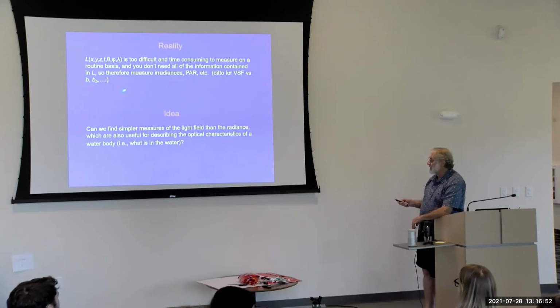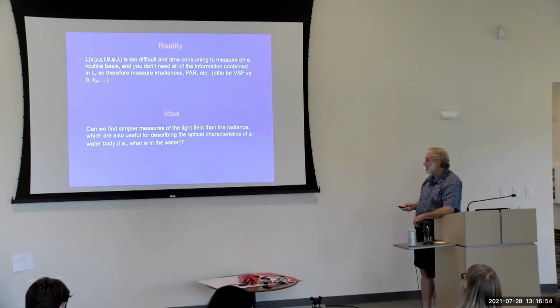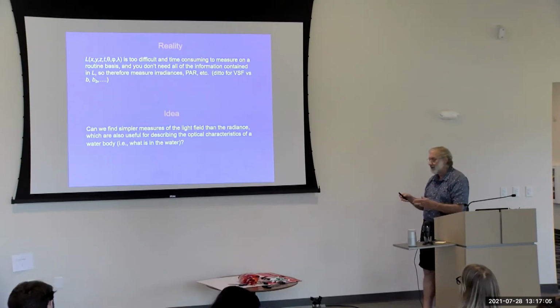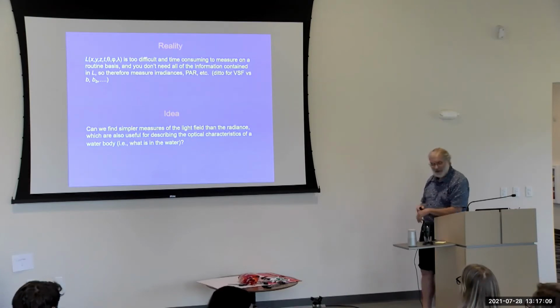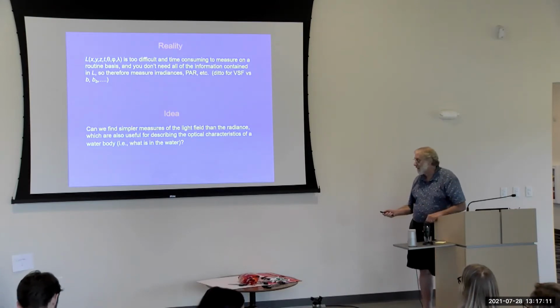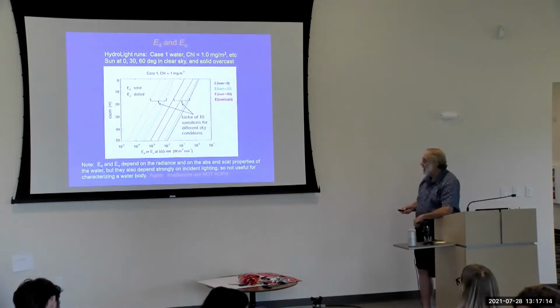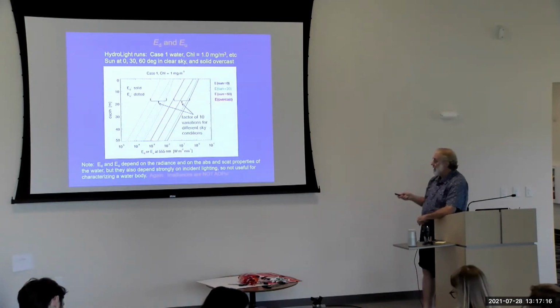But the reality is we can't measure radiance conveniently, so we end up measuring other things like irradiances and PAR and so forth. And we can't just easily measure all the IOPs at once, so we come up with other things that we can measure that we can try to get the information we want.